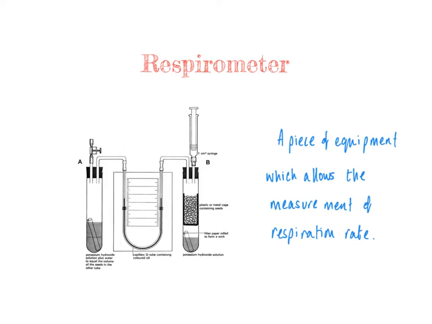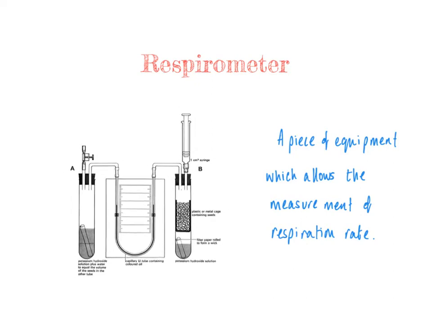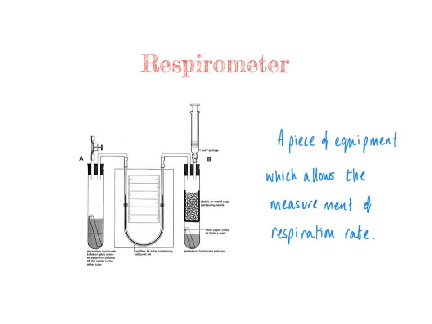Okay, so this video is looking at the respirometer, which is a piece of equipment which allows us to measure the respiration rate. If I just talk you through this diagram, what you have is some respiring organisms in here. That will usually be germinating seeds or little insects like woodlice. Those aren't insects, but anyway, small creatures.